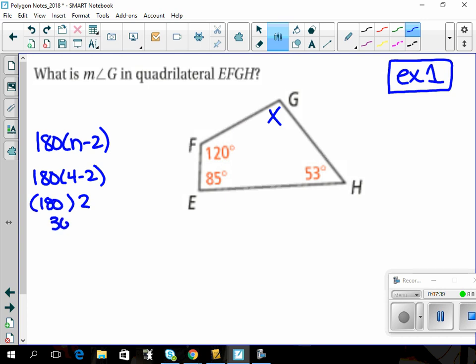And don't I get 360? Okay. So that tells me that all of the inside angles, all the interior angles added together should equal 360.